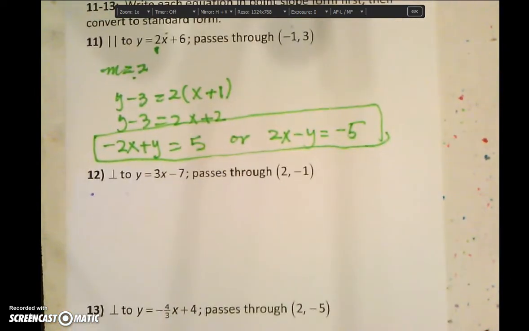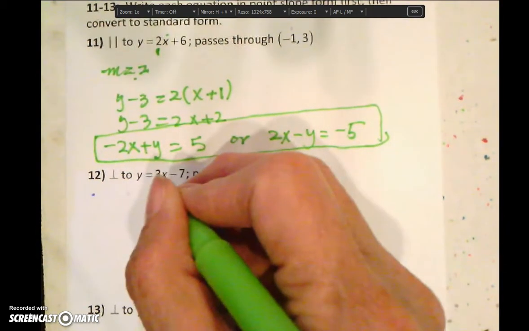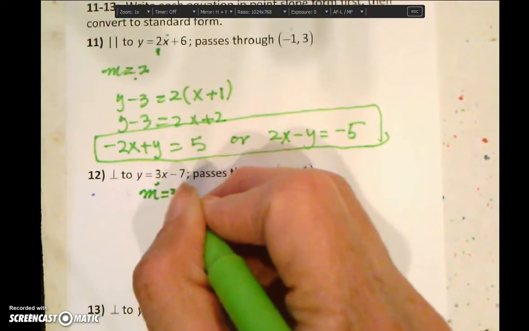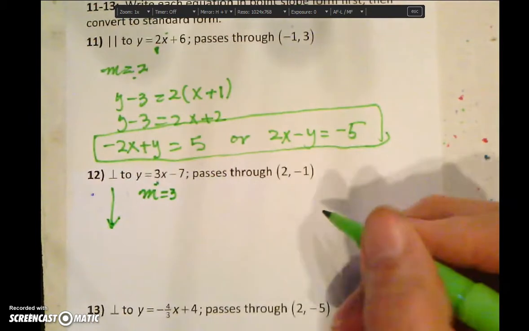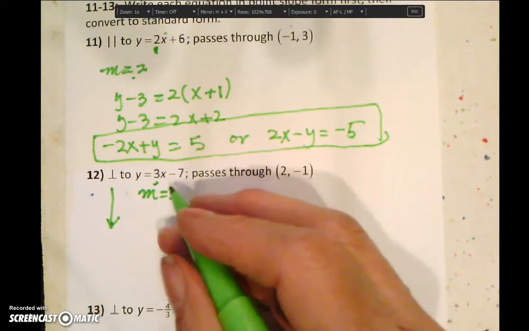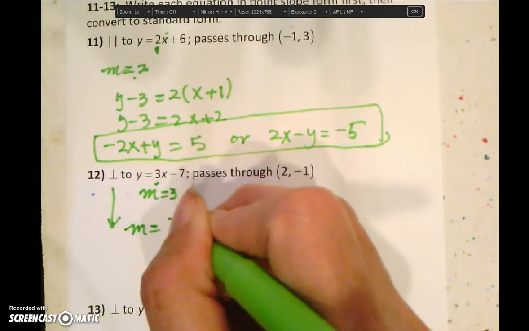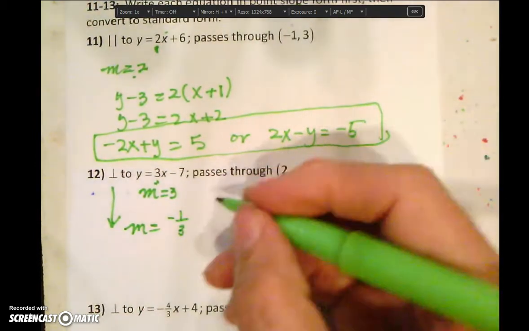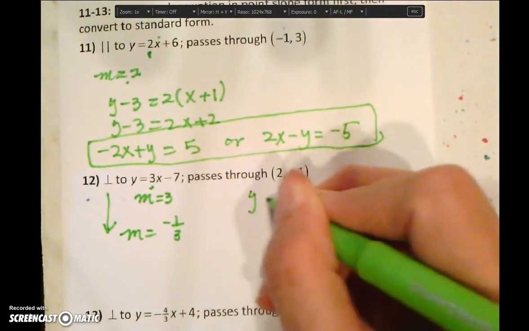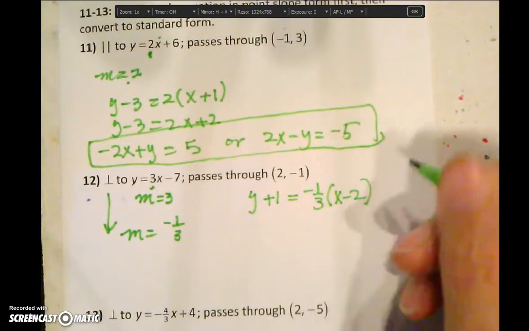Example 12. This time it's perpendicular to y equals 3x minus 7, and it passes through the point 2, negative 1. So this time we know that the slope of this line is 3. However, our new line is perpendicular to it, so its slope needs to be the negative reciprocal of 3. So my new line is going to have a slope of negative 1/3. So when I write it, I'm going to say y plus 1 equals negative 1/3 times x minus 2.